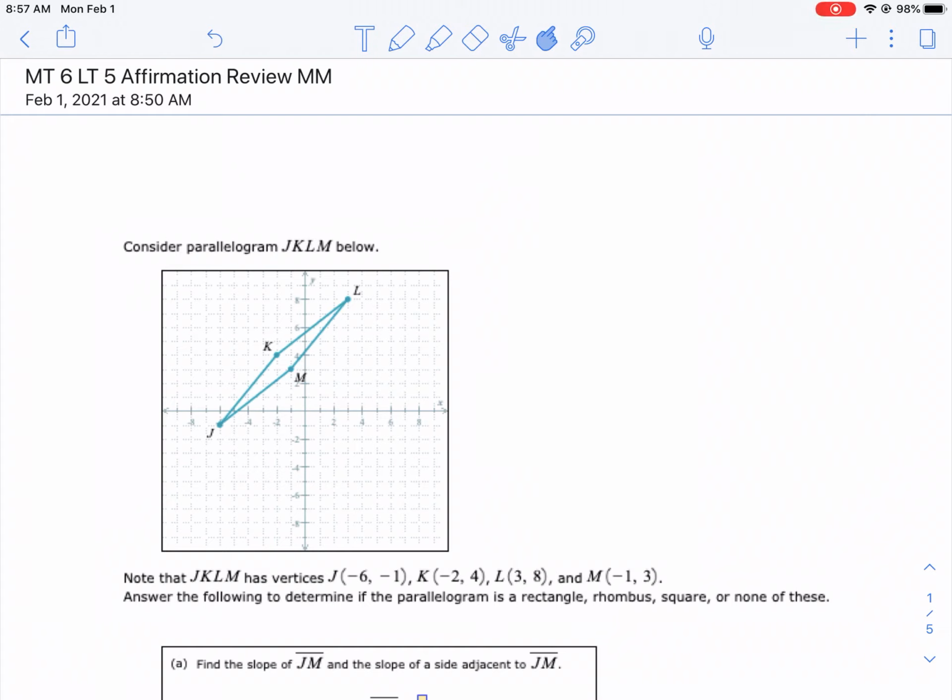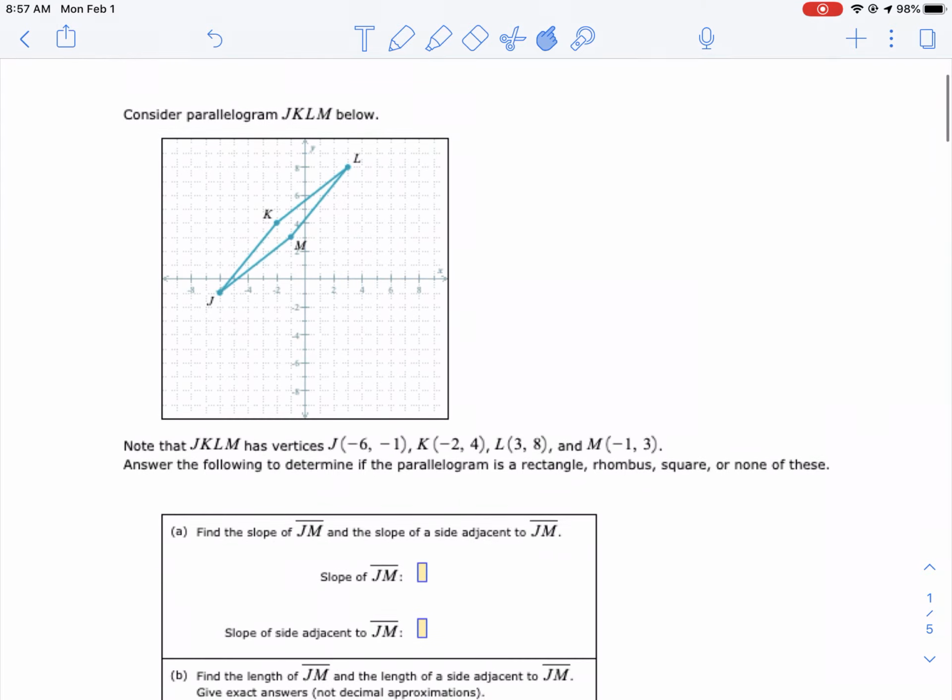Hi, let's take a look at your MT6 LT5 affirmation. We have this parallelogram, JKLM. Since it's a parallelogram, we know the opposite sides are congruent, the opposite sides are parallel, the opposite angles are congruent, the diagonals bisect each other. All we're supposed to do on this one is find the slope of JM.